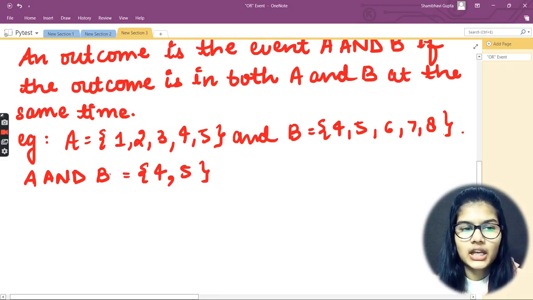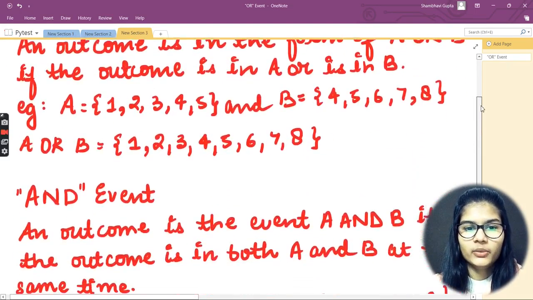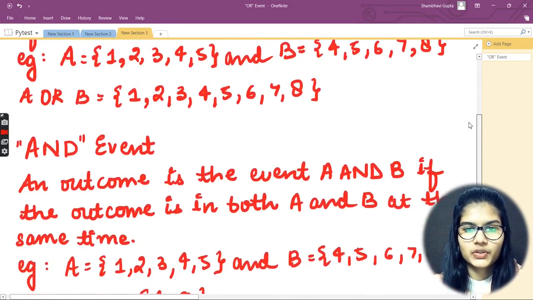So this is how you use the AND event. Whenever you have to find the AND event, whatever common outcomes you have in both of the events, that common event will be your answer. Always remember, please do not get confused between the OR event and the AND event, because there is only a slight difference.